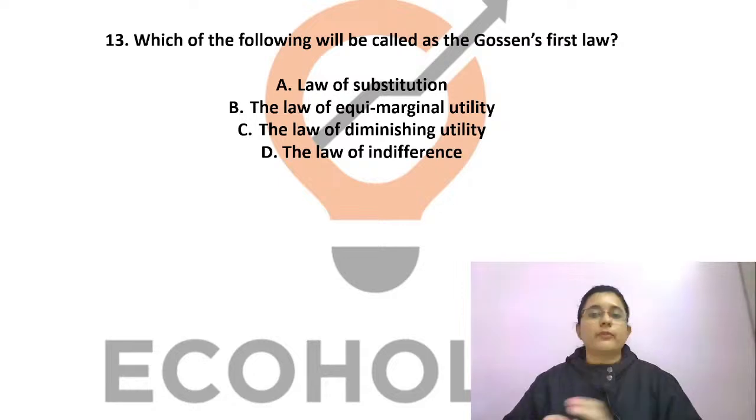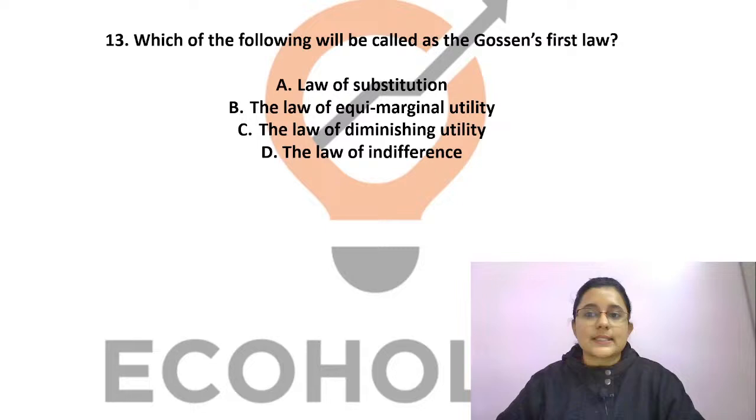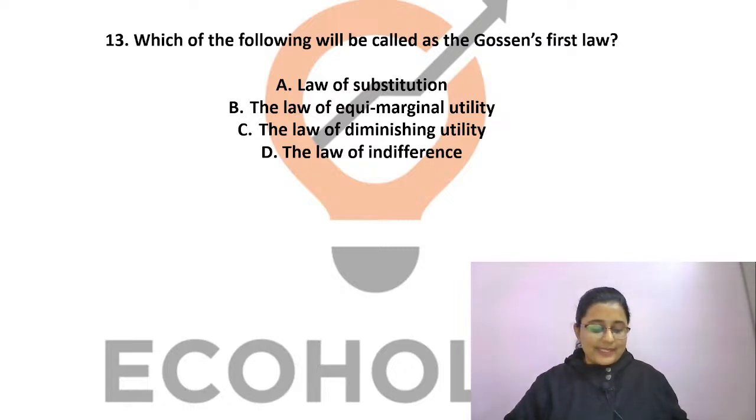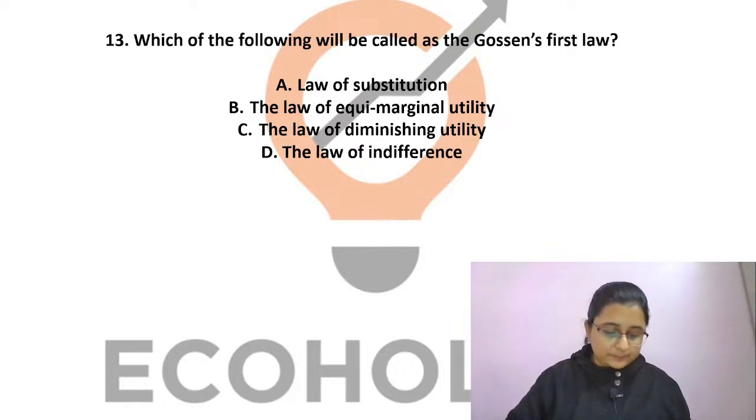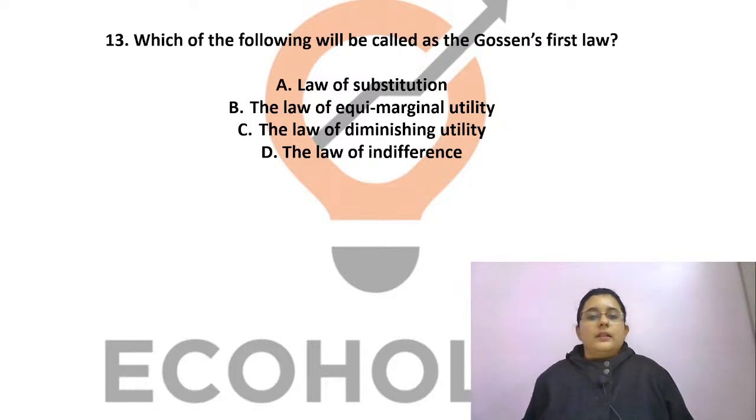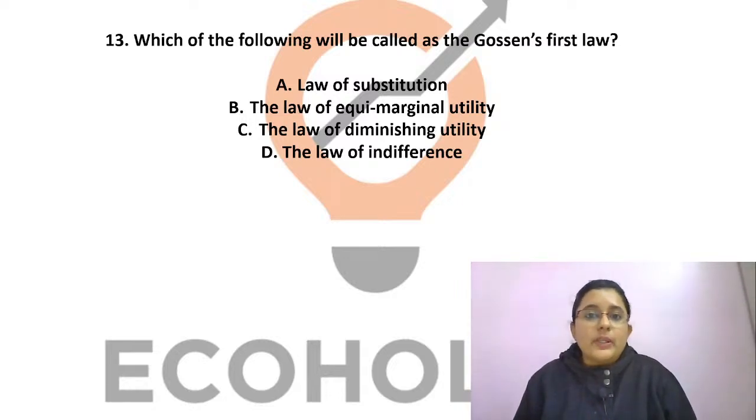Okay, which of the following will be classified as Gossen's first law? So you have to tell about Gossen's first law. The first one is the law of substitution. Second one is the law of equi-marginal utility. Third one is the law of diminishing utility or the law of indifference. Tell me which one is Gossen's first law. It's a very easy question. Please tell. What will be the right answer?